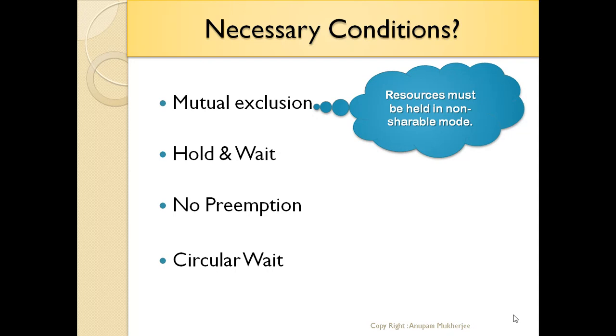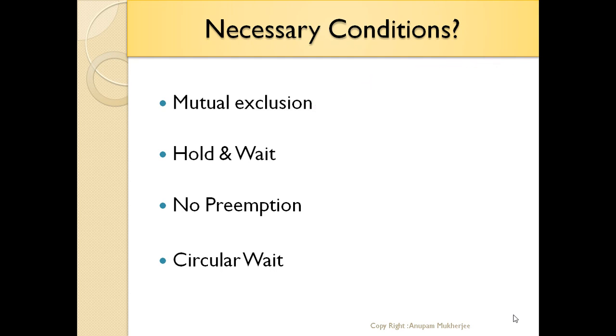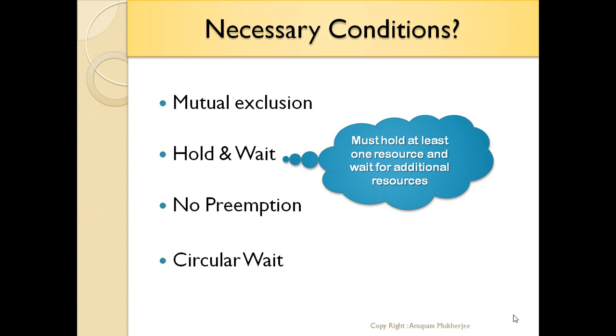Now, second point, hold and wait. Each and every process in the deadlock state must be holding at least one resource and waiting for additional resources that are currently being held by other waiting processes. So the hold and wait situation looks like this. See, a process should have both types of edges, the requesting edge as well as the assignment edge or claim edge.